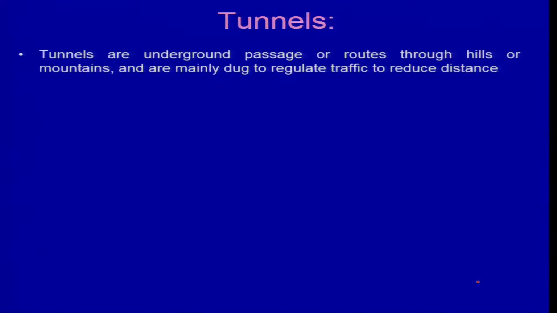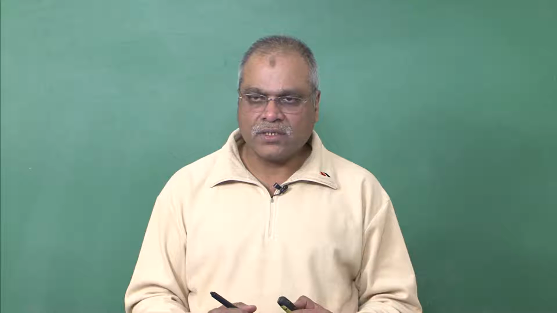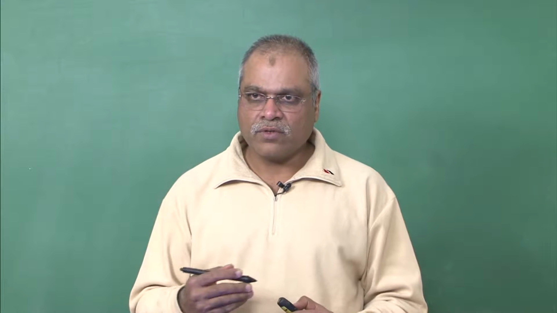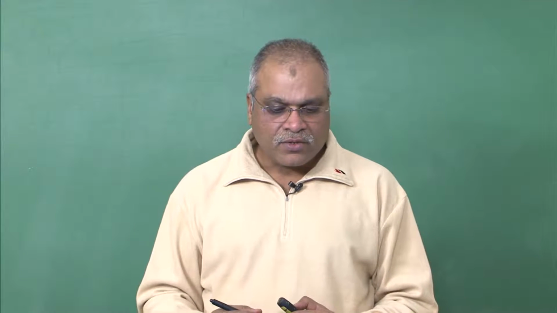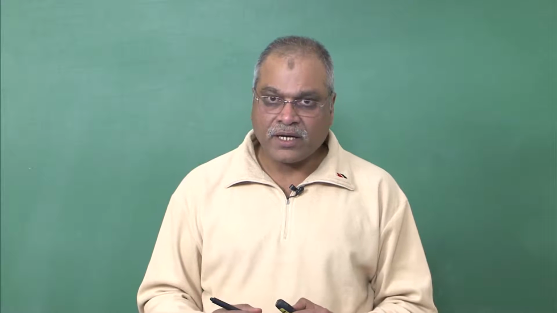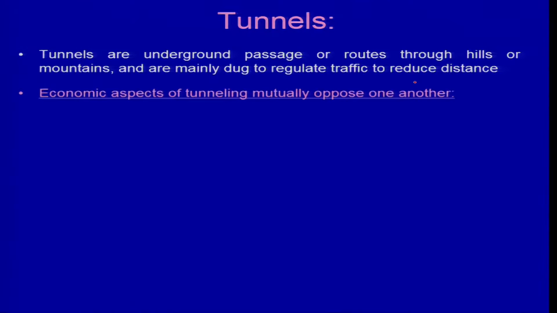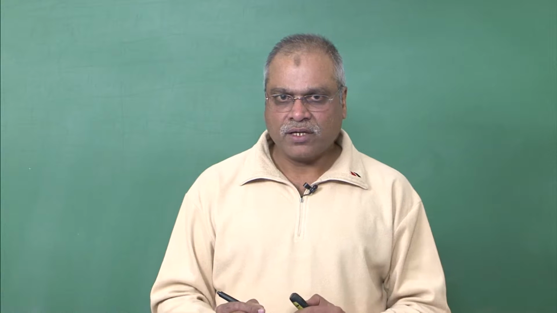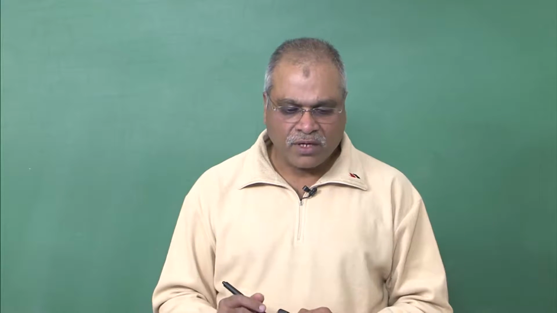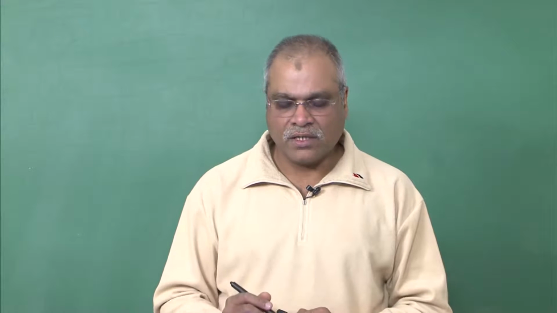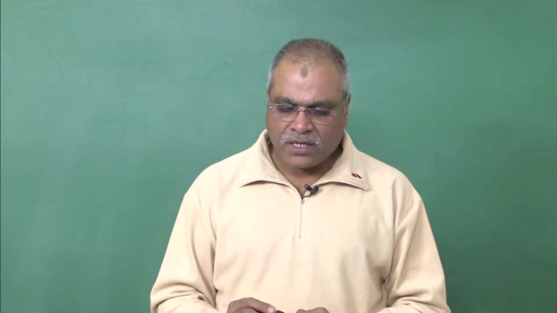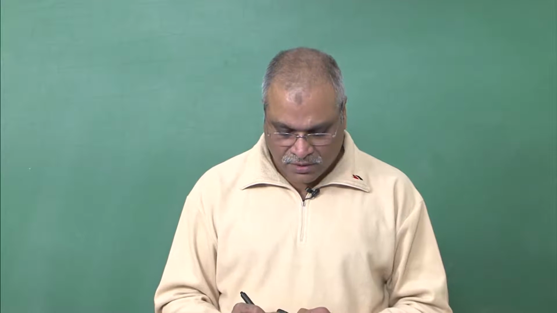Now, coming to the part of tunnels, where mostly we are crossing the folded limbs or the folded areas. Tunnels are underground passages, either to route regulatory traffic, or sometimes we use them to regulate water from one reservoir to another. The most important reason we put a tunnel is to reduce the distance, otherwise we will be covering a long distance just to reach across the hill. The economic aspect and tunneling mutually oppose one another. This is what has been found.